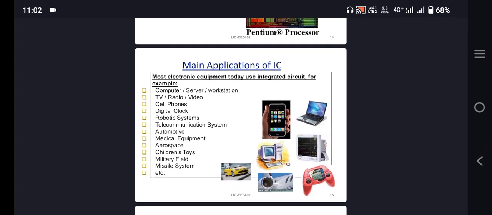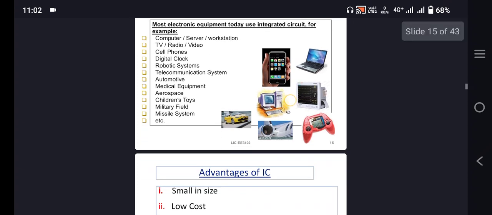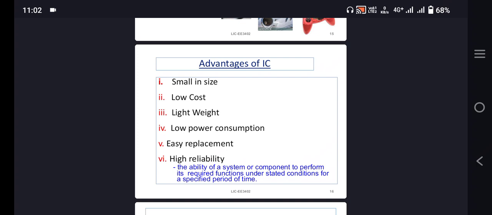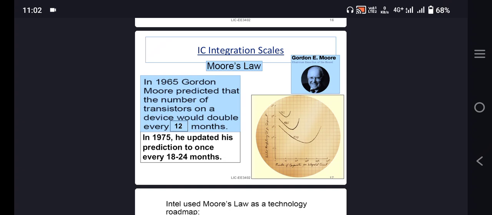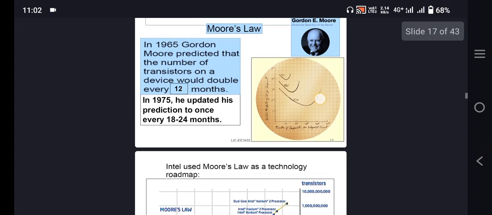Some of the applications of ICs are in computers, server workstations, cell phones, medical equipment, aerospace, children's toys, the military field, etc. Advantages of IC: small in size, less cost, less weight, low power consumption, easy replacement as well as high reliability. IC integration follows Moore's law.